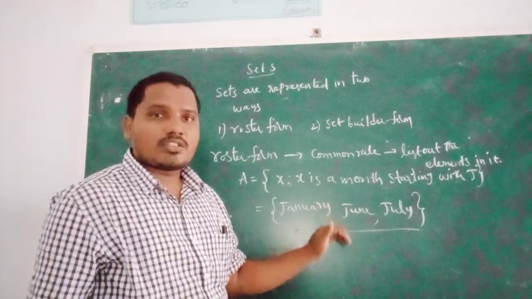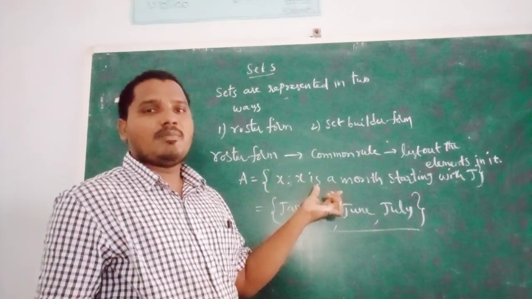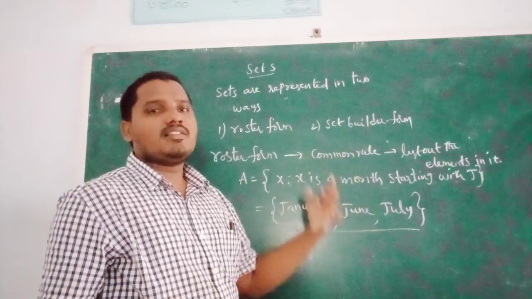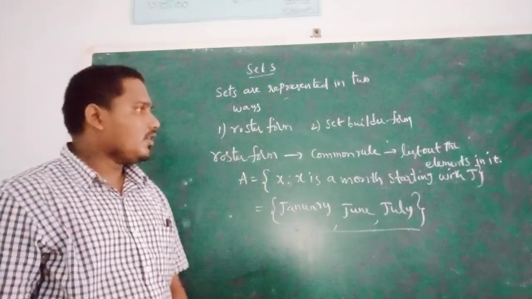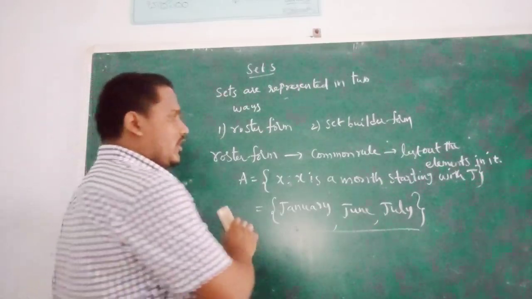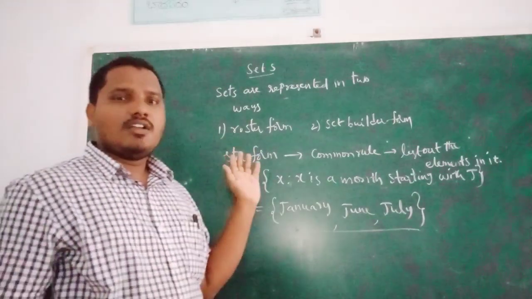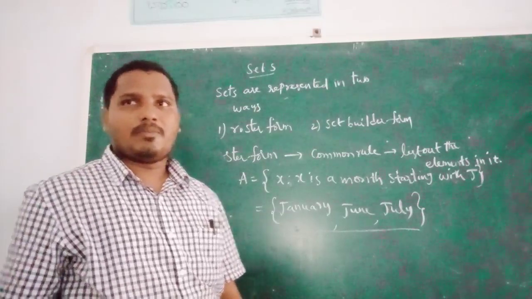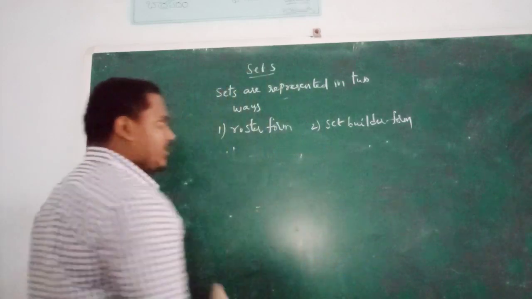This is a roster form. This is a set builder form. Here it maintains a common rule, and in that common rule, we list out the elements. This is called roster form. What is set builder form? The reverse process of roster form is called set builder form.